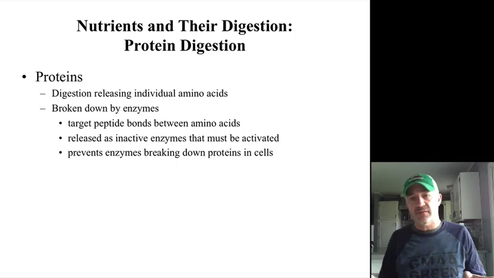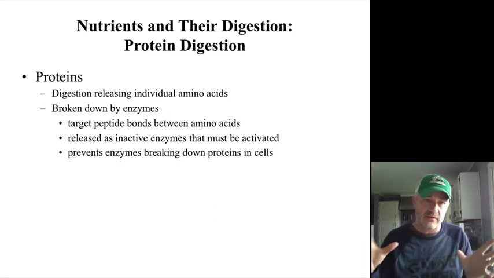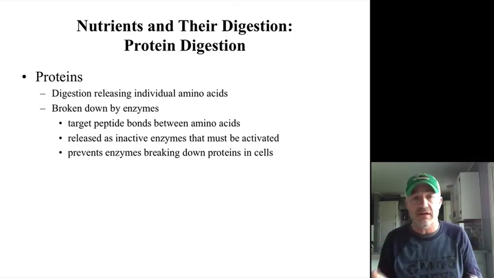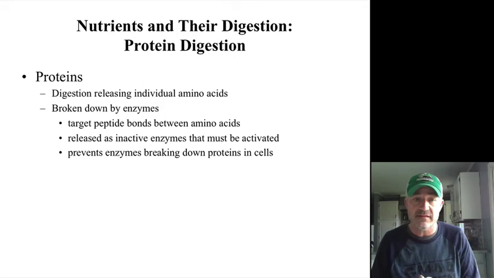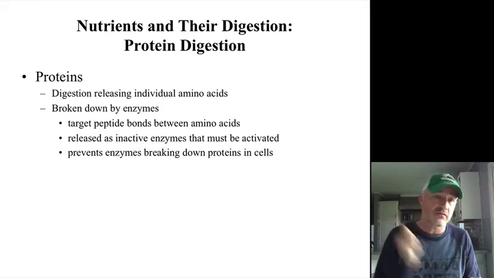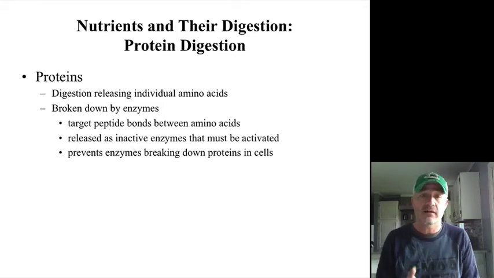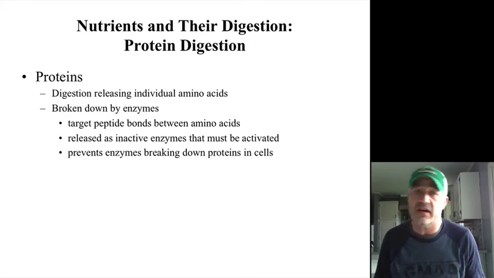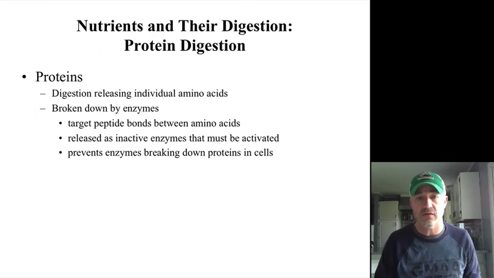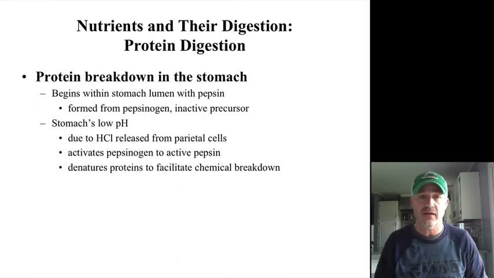Proteins, similar idea here. We have all these amino acids, and we have these large polypeptides. We need to break them down into their basic subunits. Again, certain enzymes are going to go after certain sequences of amino acids. Most of these are released as proenzymes, to be activated later. The reason is that a lot of proteins are within our cells, and we don't want to start digesting our own cells, so that's what we have going on with these ones.